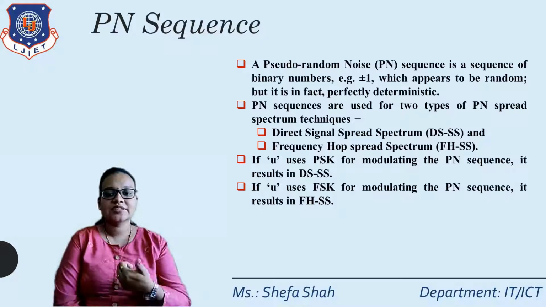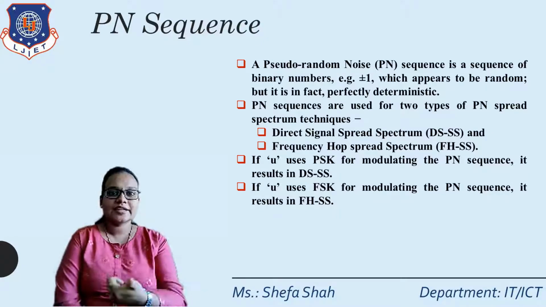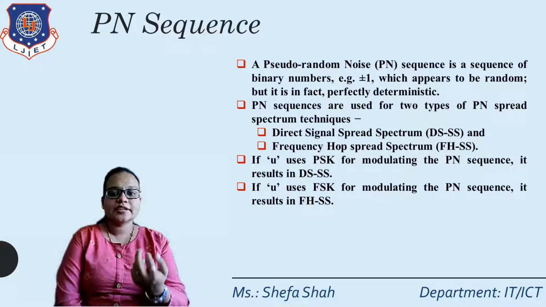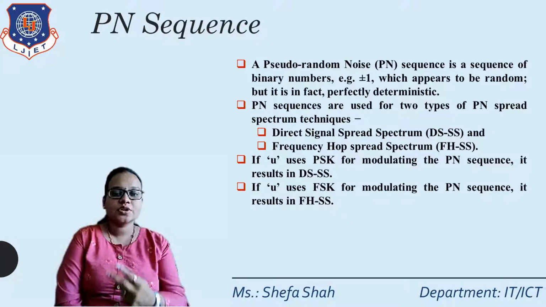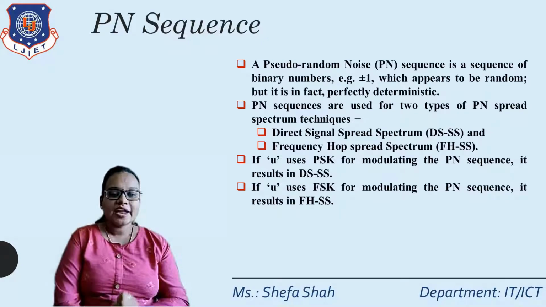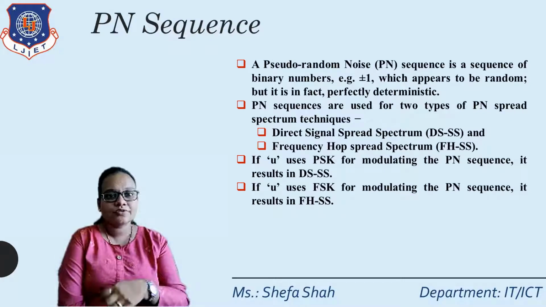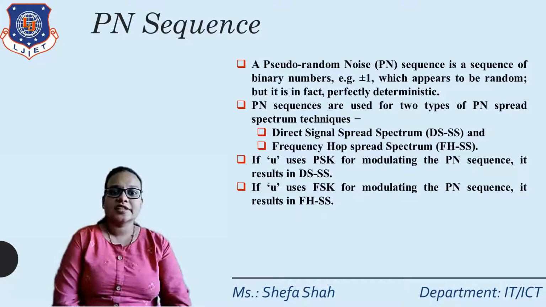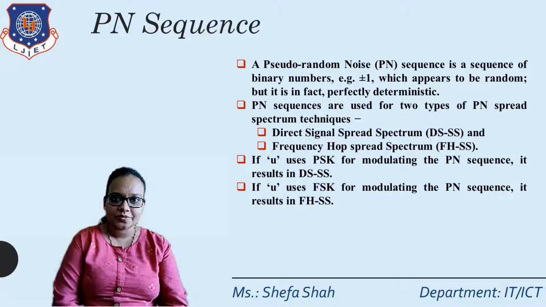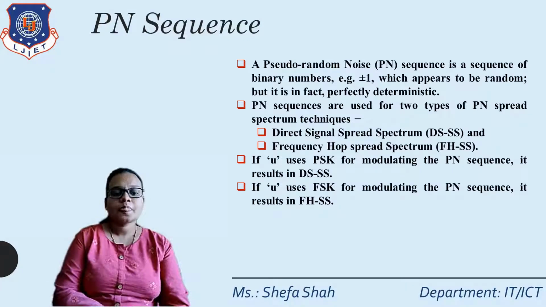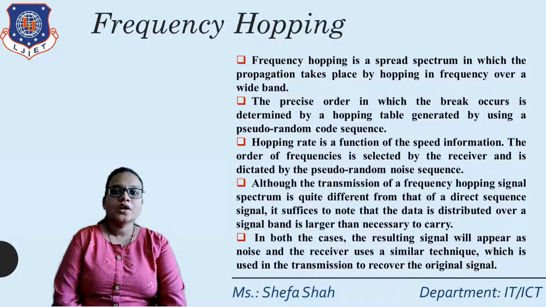And PN sequences are used in two types of spreading techniques. First, DSSS, that is direct sequence spread spectrum, and second, FHSS, that is frequency hopping spread spectrum, right? If this pseudo random sequence uses PSK, then it will result in direct sequence, and if it uses FSK for modulation, then it will result in frequency hopping spread spectrum, right? So that was all about direct sequence spread spectrum, right?